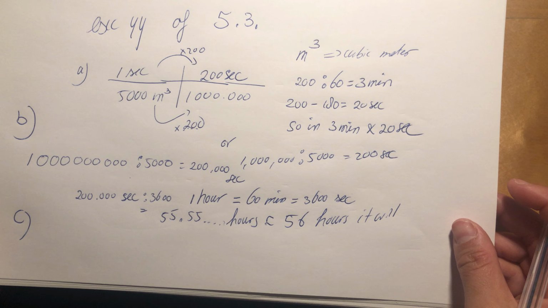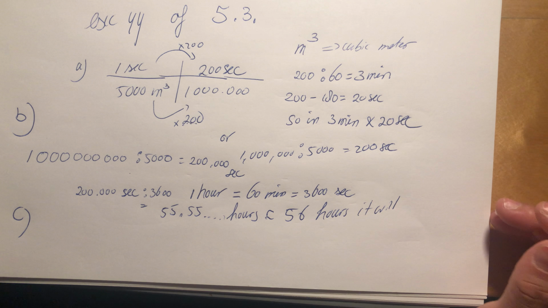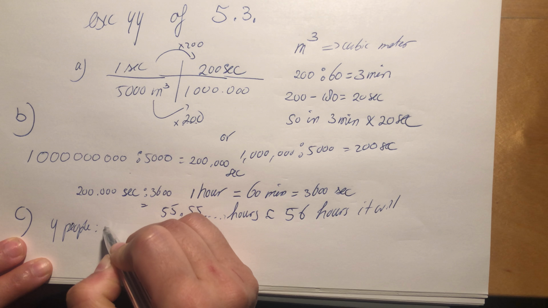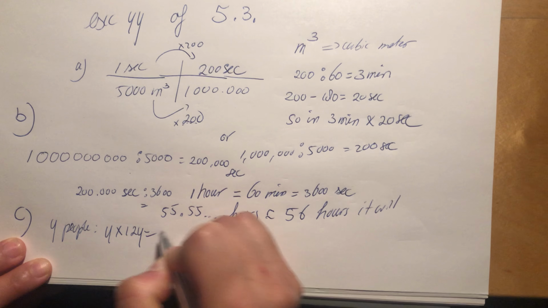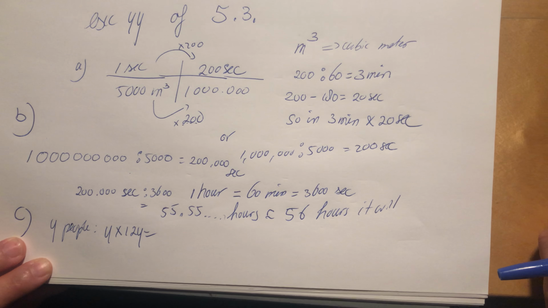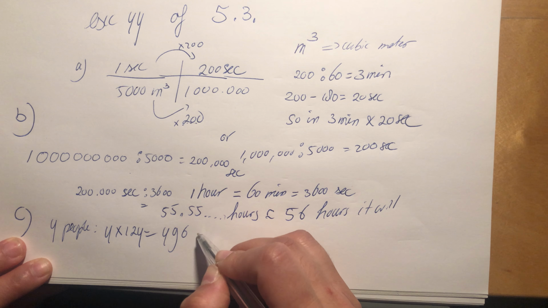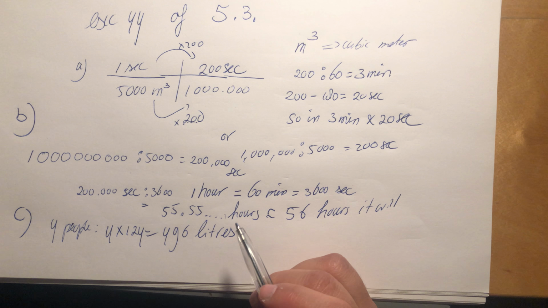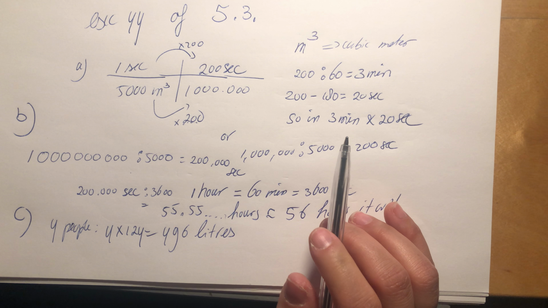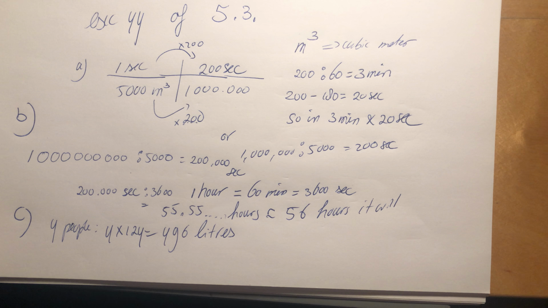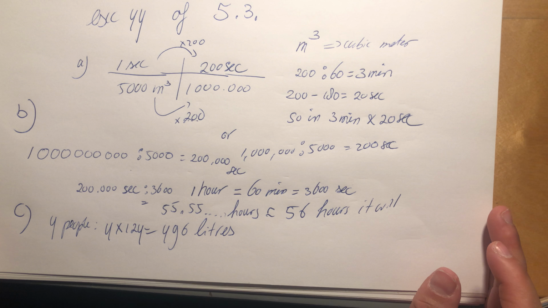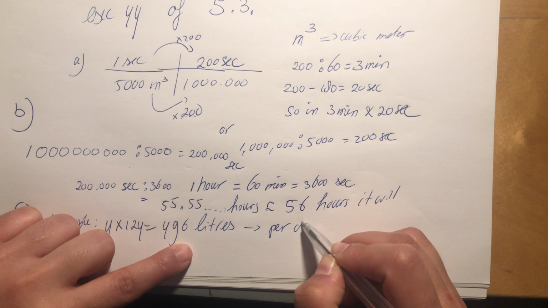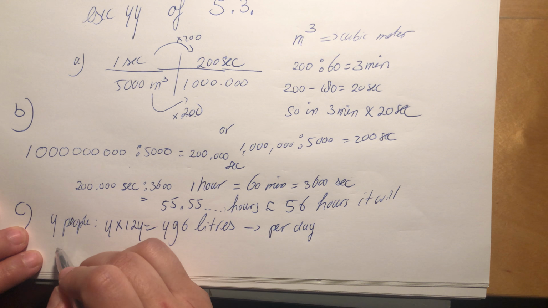First, let's calculate. Like I said, there are more ways, but let's calculate for the family. So 4 people, they use 4 times 124 liters. Grab the calculator, calculate it yourself, but you get 496 liters. You can bring this already to cubic meter because they're telling you that 1 cubic meter is 1,000 liters. But don't do it yet, just work with the liters for now. This is per day this family uses it. Now, we want to know 1 year.